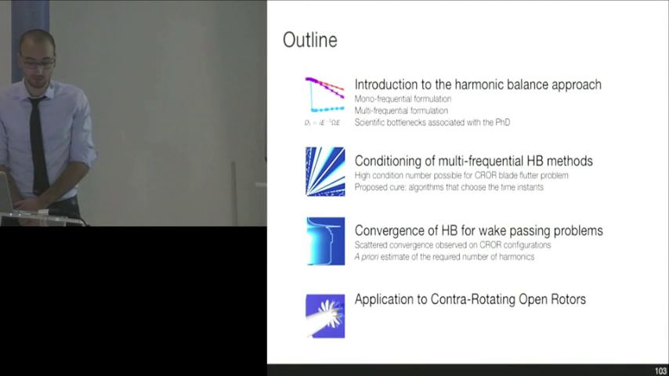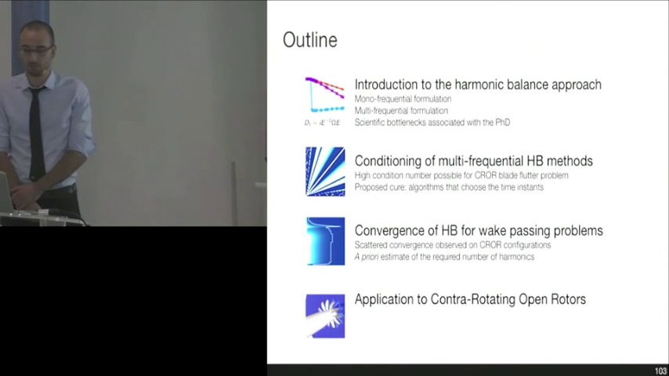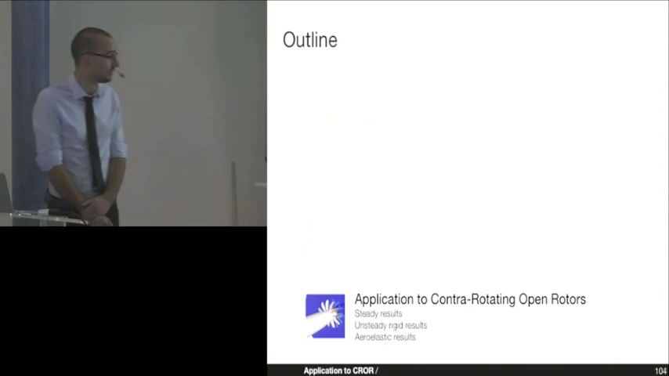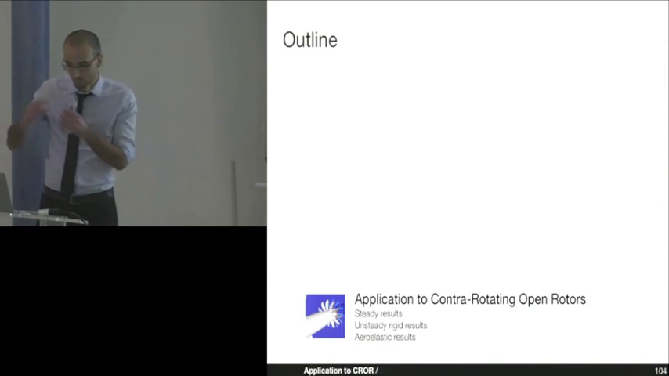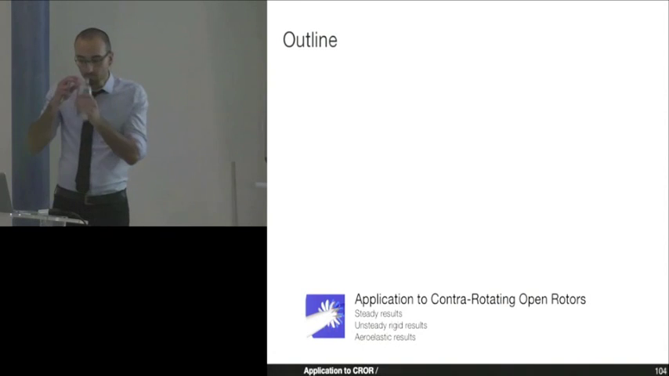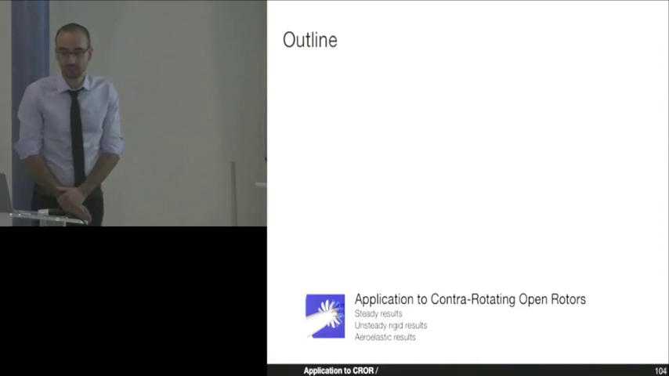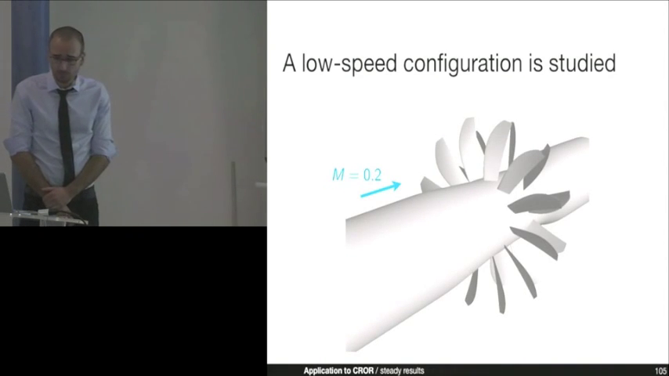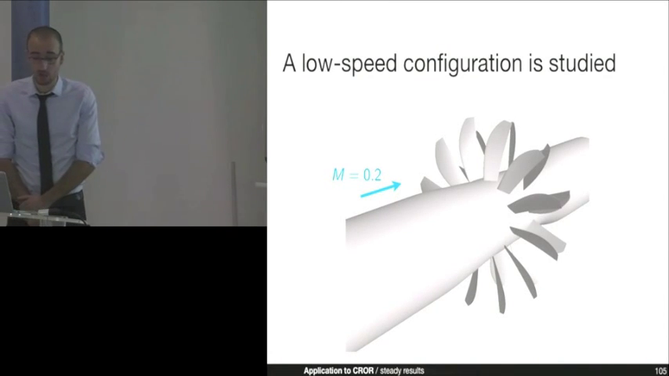This leads me to the final part of the talk, which is the application to contra-rotating open rotors. We will show 3 parts: the steady results, the unsteady rigid results, and the aeroelastic results. So for this part, a low speed configuration is studied. Low speed meaning that the inflow Mach number is 0.2, which is a configuration for either takeoff or landing.